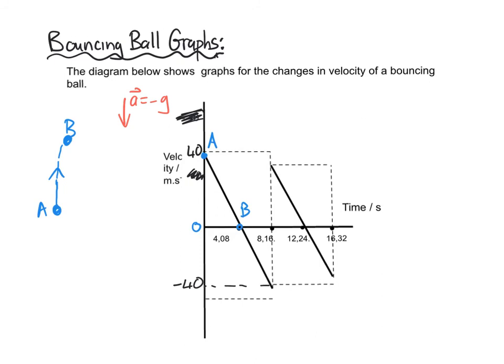So at A, its projection velocity is plus 40 meters per second. Then when it gets to B, it's at 0 meters per second, as can be seen. And then on its way down, it comes to point C, where it's traveling at minus 40 meters per second. So our sign convention, up is positive, down is negative. That's our sign convention.